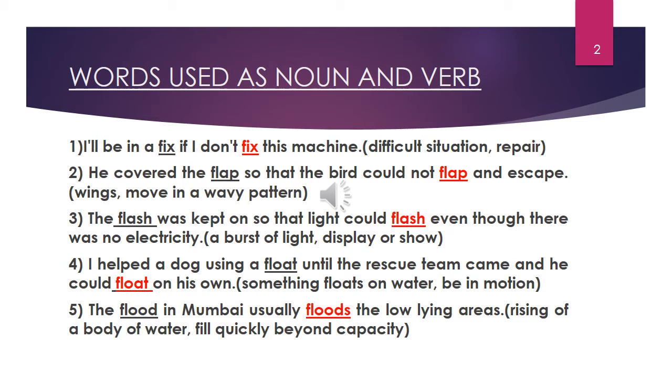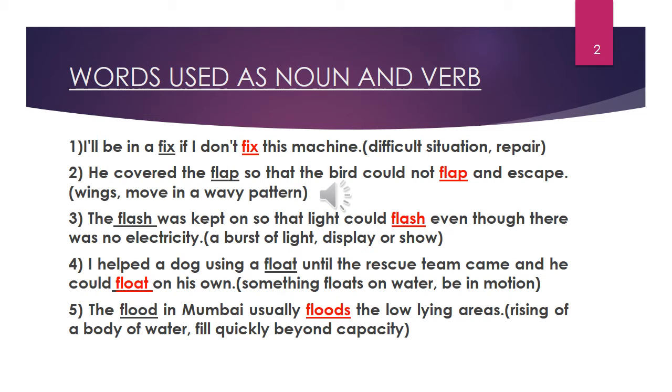He covered the flap so that the bird could not flap and escape. First flap, which is in black underlined, which is having the meaning wings, which is a noun, and the second word, which is again the same word flap, but it is having a meaning actually move in a wavy pattern. That means as the birds flap their wings. Understood? So he covered the flap, okay, that means wings, so that actually the bird could not flap its wings. So first one is used as a noun and second one word is used as a verb.